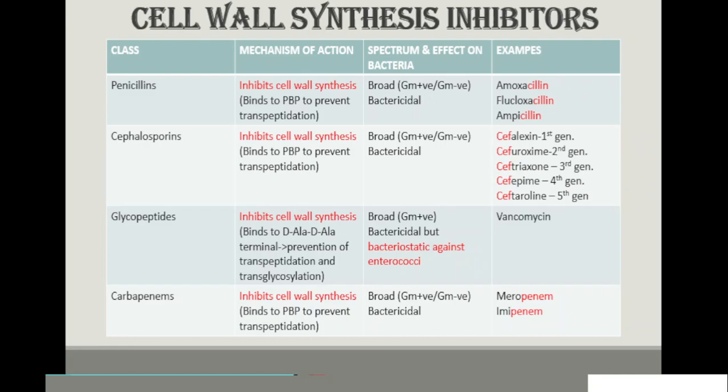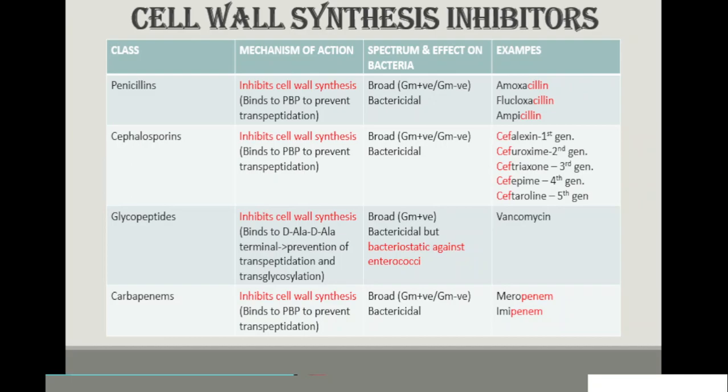So they are also broad spectrum, acting against gram positives. However, this drug is bacteriostatic against enterococci. So it can be both bactericidal and bacteriostatic depending on which organism you're talking about. An example, the only example we have under that currently, is vancomycin. Vancomycin we know is a drug they manufactured against methicillin resistant staph aureus. So usually that's what we use it for.